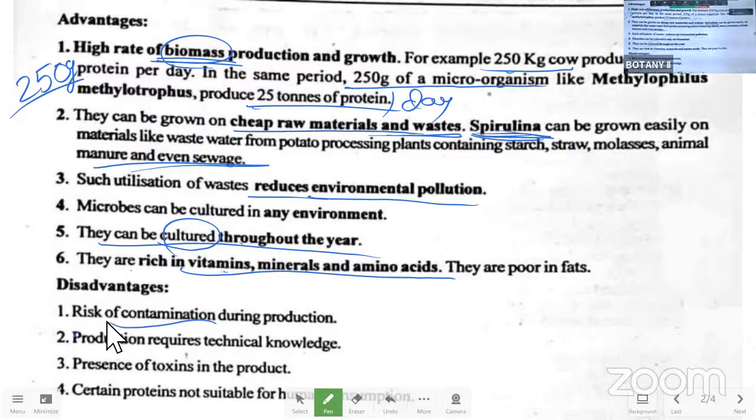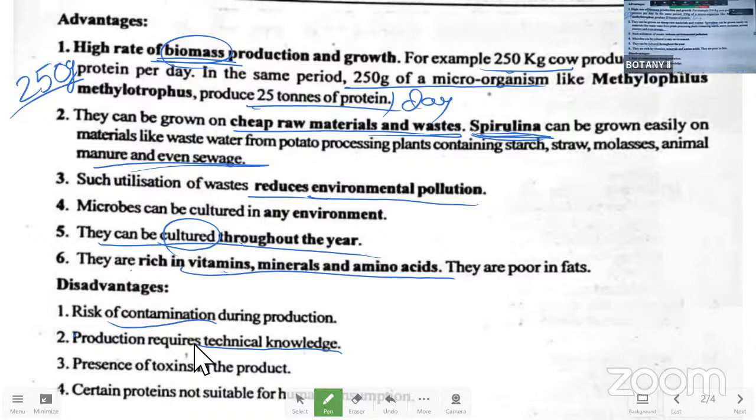Contamination means that through them, even we will get the infection. That is the contamination. And the second one, this requires technical knowledge. What we said in biotechnology, whenever we are using the lab, technical skills are important for the person. The same thing over here also, we have to write as a disadvantage.